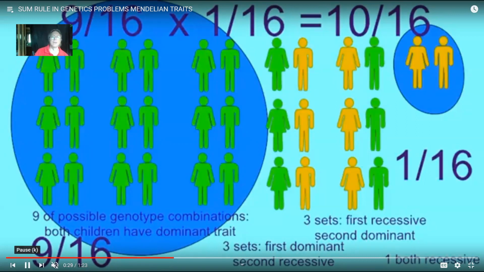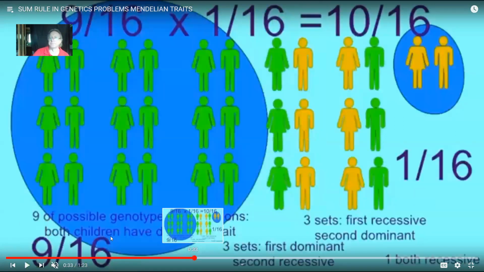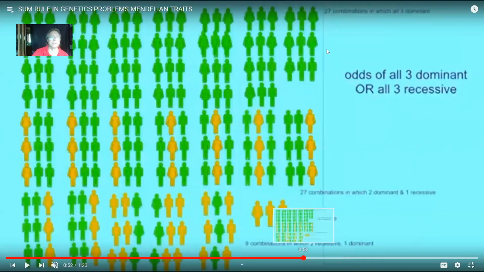Now, if you were to ask, what are the odds that you'll have 2 children with the dominant trait, they're both green, or 2 children with the recessive trait, they're both yellow, it would be 9/16, the odds that both children have the dominant trait, plus 1/16, the odds that they have both the recessive trait. So 9/16. Oh, I'm sorry, I screwed up. That's bad. I apologize. It should be a plus. My bad. So if it's 9/16 plus 1/16, that would then equal 10/16. So I'm sorry. That's the sum rule. I apologize. I never noticed that before.